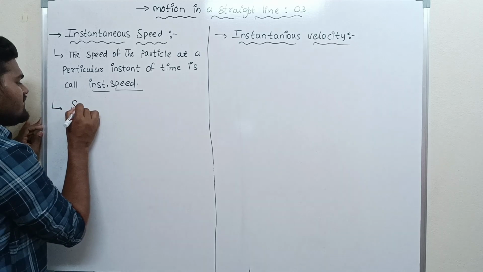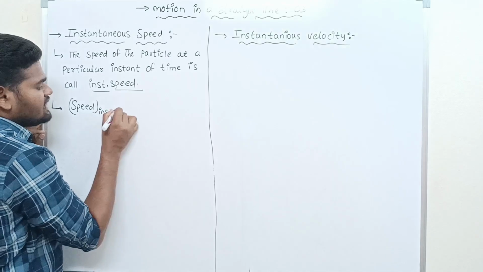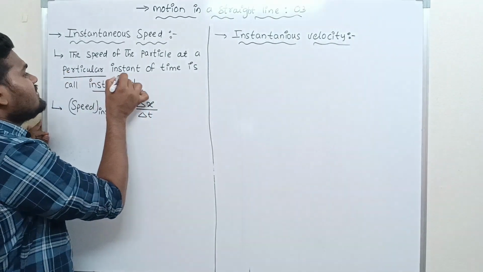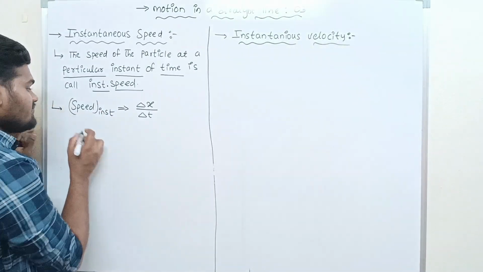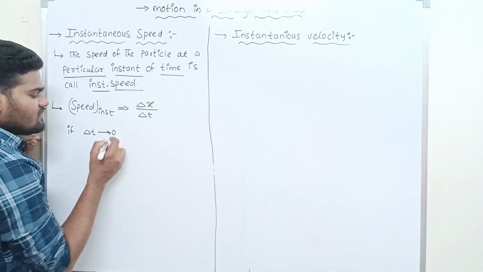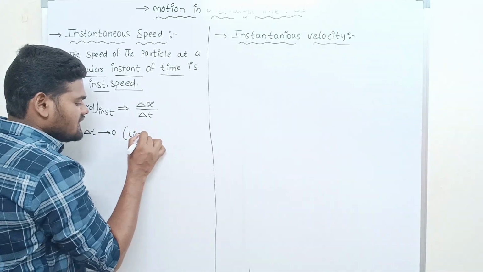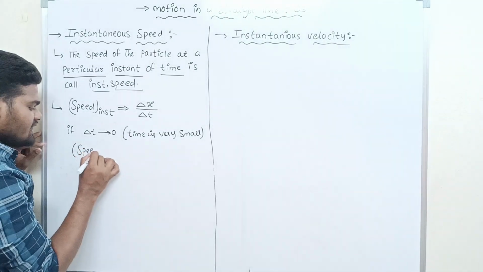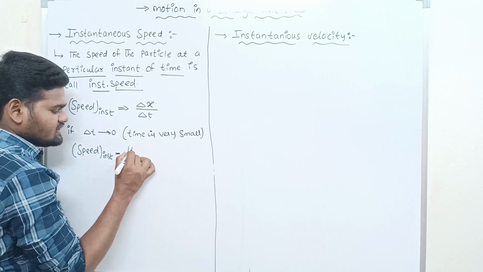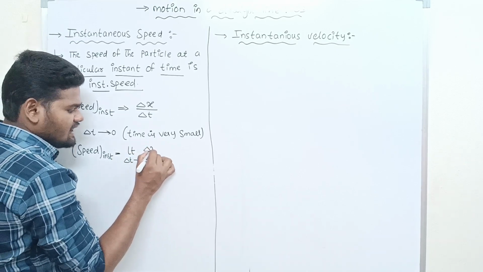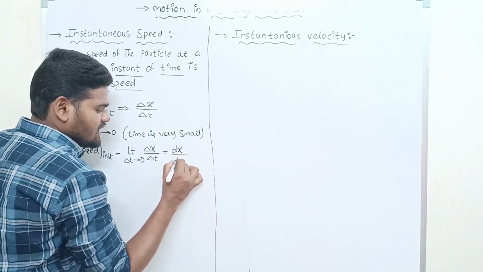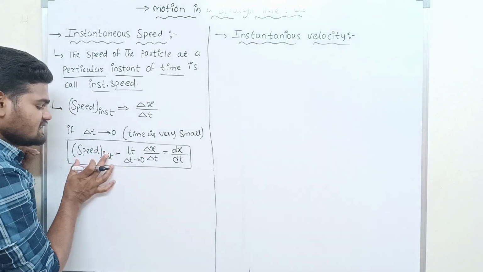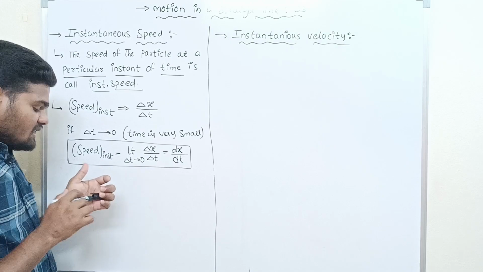So instantaneous speed can be represented by delta x by delta t. We are talking about a particular instant of time. If delta t tends to 0, that means time is very small. So we can write this equation as instantaneous speed equals limit delta t tends to 0 of delta x by delta t, which equals dx by dt. So instantaneous speed equals dx by dt. This is the formula for instantaneous speed when the time tends to 0, that means time is very small.